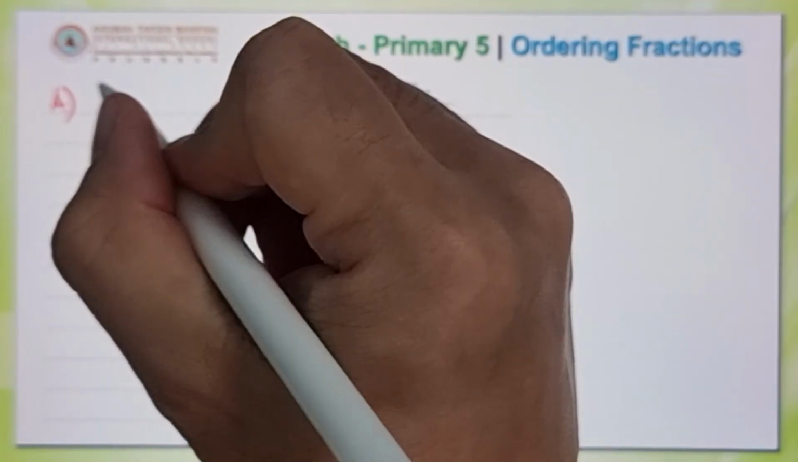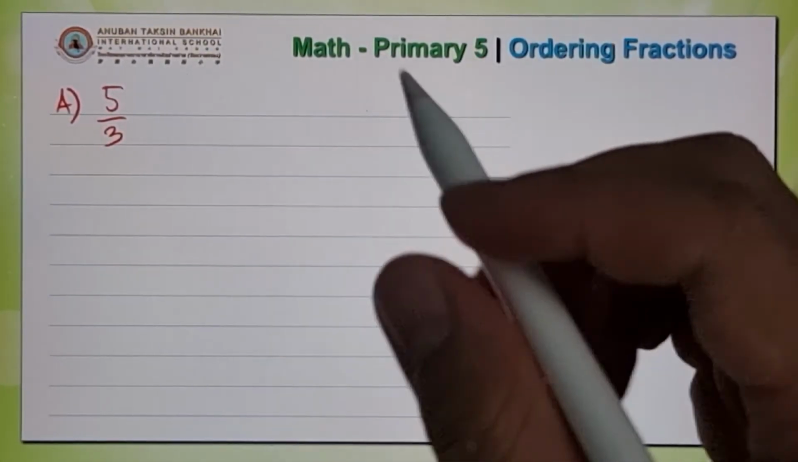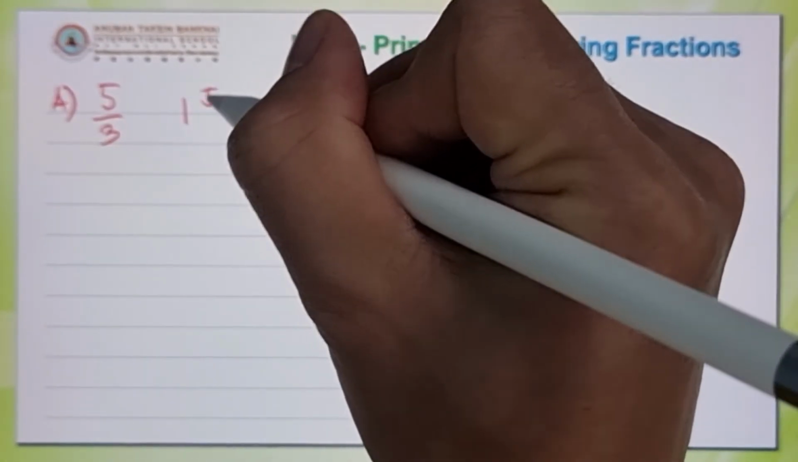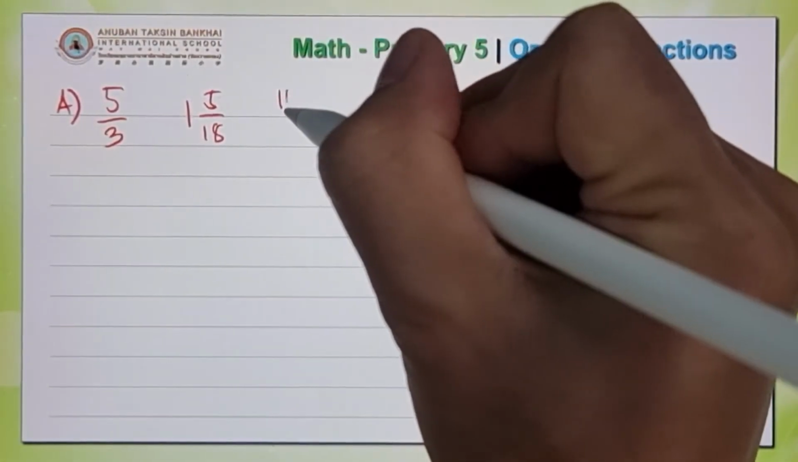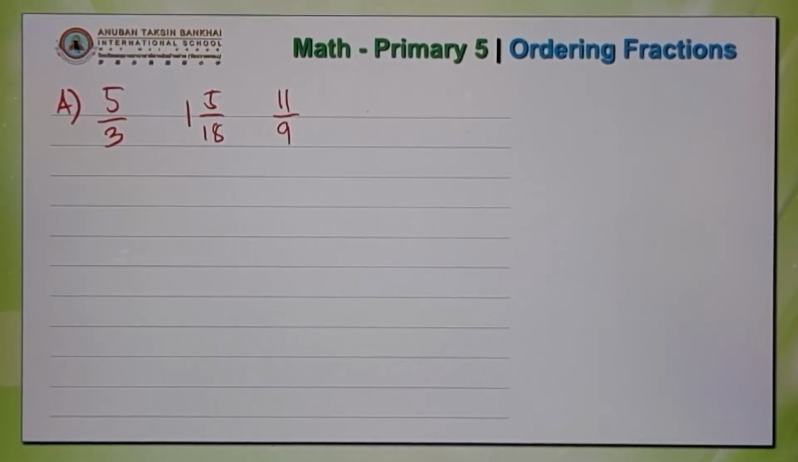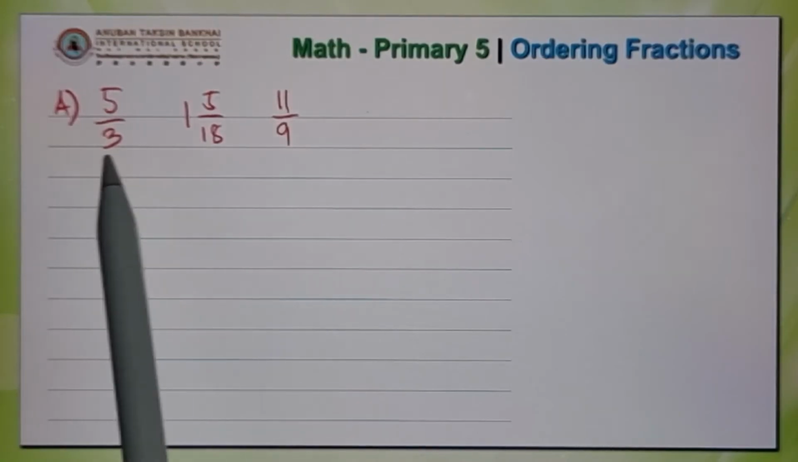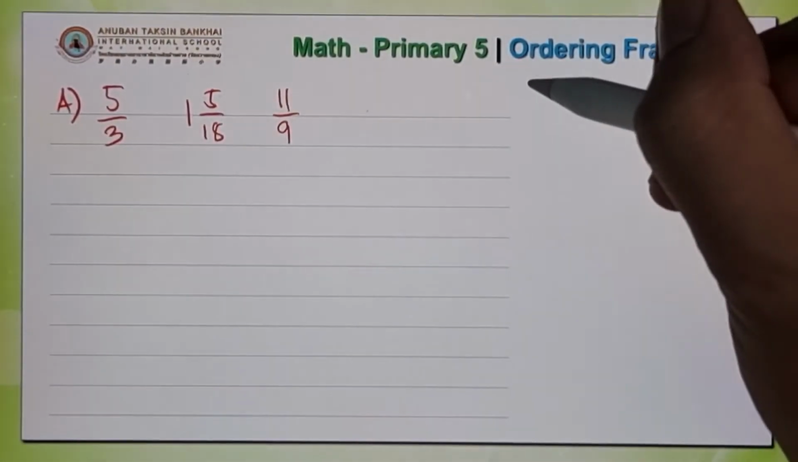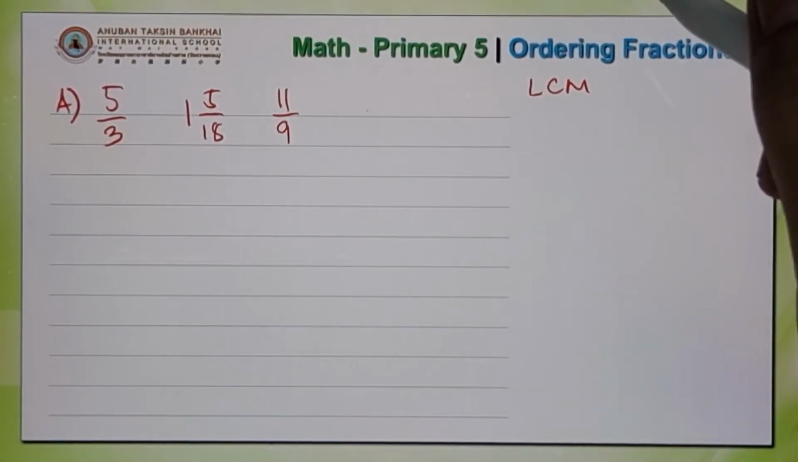So we have 5 over 3. Okay, sorry for the blurry. We have 1 and 5 over 18. Next, we have 11 over 9. So we're going to arrange this in decreasing order. So take note that our denominators are not the same. Okay, so let's solve for the LCM, or the least common multiple.